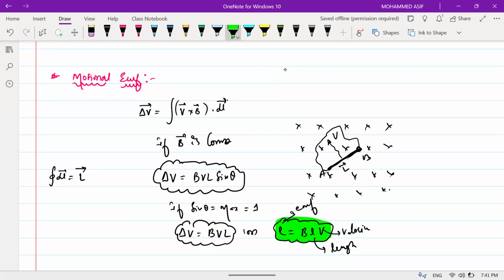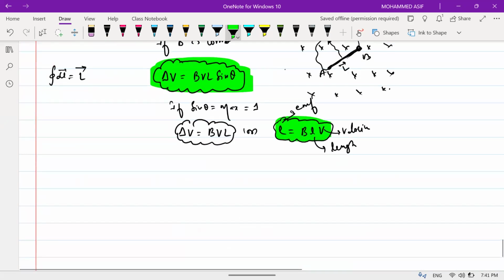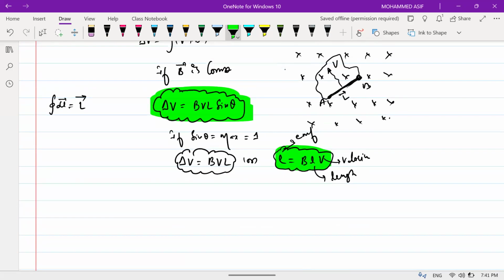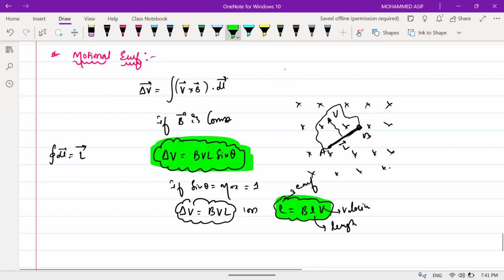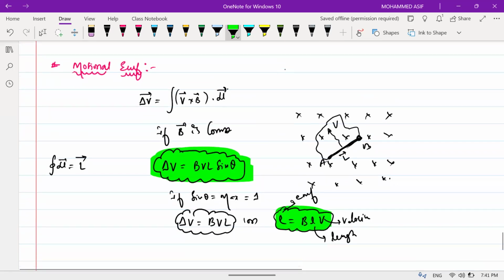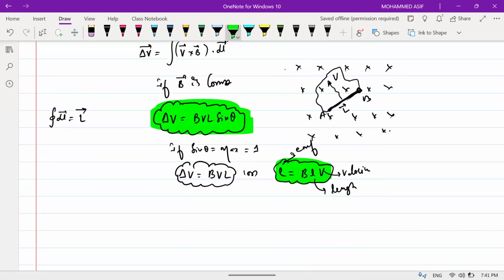Our general formula will be BLV into sin theta. This is the motion EMF formula. Because of the motion of a conductor, if a conductor is moving in a magnetic field, what is the EMF induced in the coil? BLV sin theta, or the maximum value of that is BLV. L is the length of the conductor, V is the velocity, B is the magnetic field, and E is the induced EMF. Am I clear?